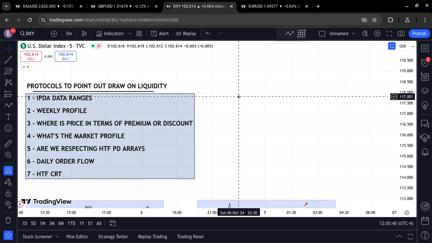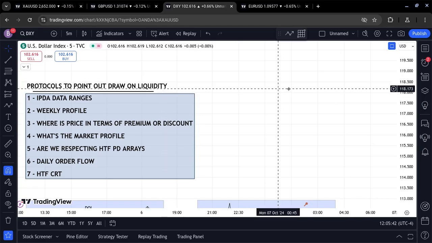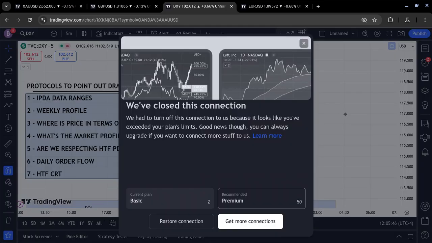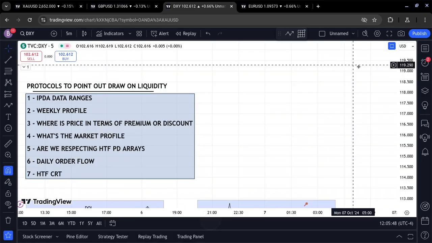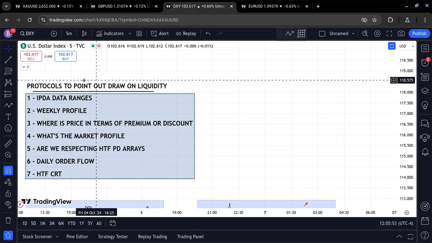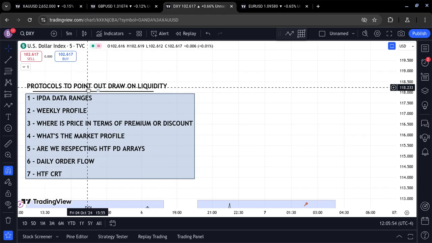Welcome to another episode of Understanding Bias: your drawn liquidity and the narrative, and how to form a trade idea. Right over here, if you see, I have a few protocols to point out to understand the drawn liquidity.